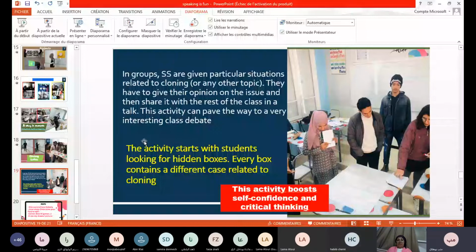I also started this activity with a game. The activity starts with students looking for hidden boxes. Every box contains a different case related to cloning. And this activity boosts self-confidence and critical thinking.